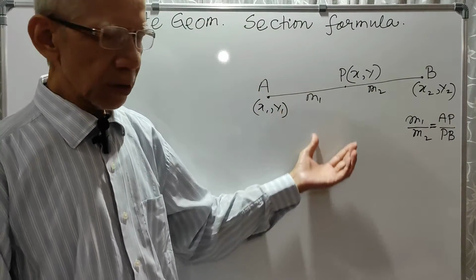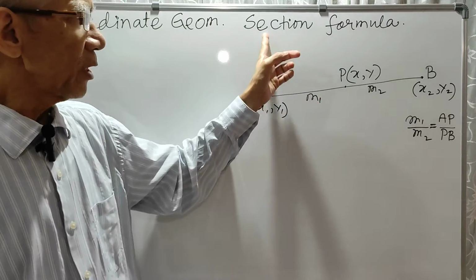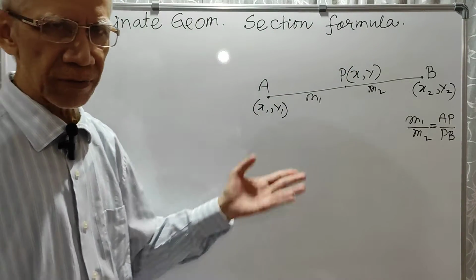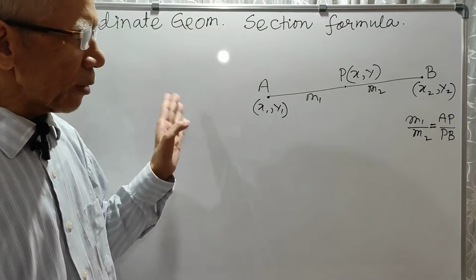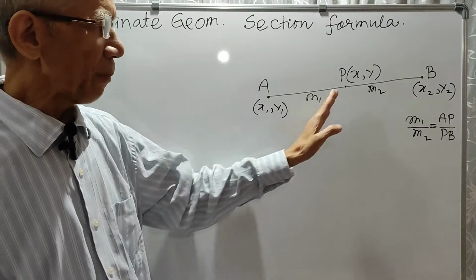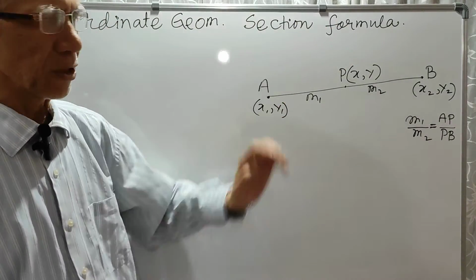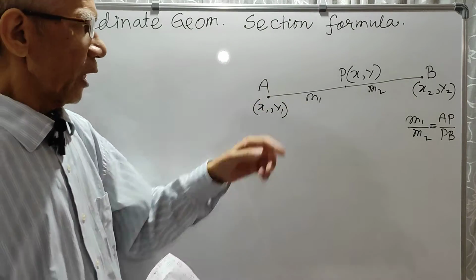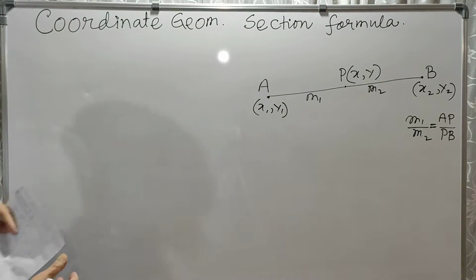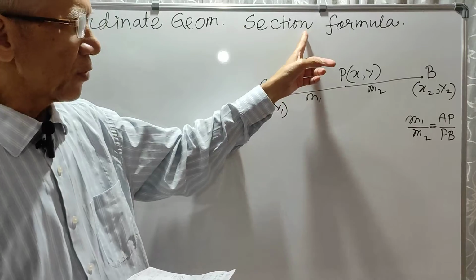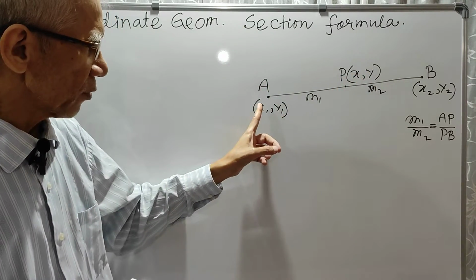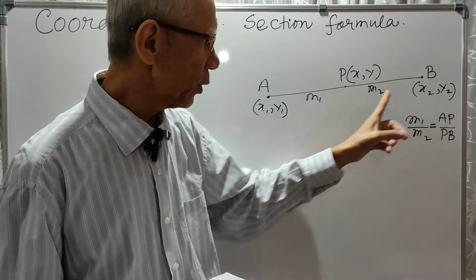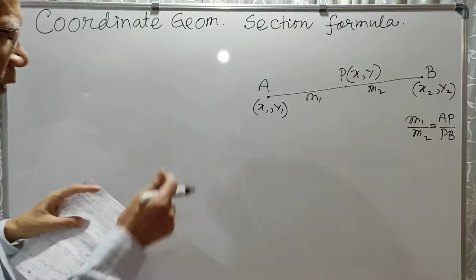Now, today I am not going to show you the derivation of the section formula. That you can find in any textbook, which is not very difficult. Today, I am going to show the practical application of this section formula. All right. Now, the formula is this. This formula gives us the coordinates of P, which are x, y, in terms of x1, y1, x2, y2 and m1 and m2.